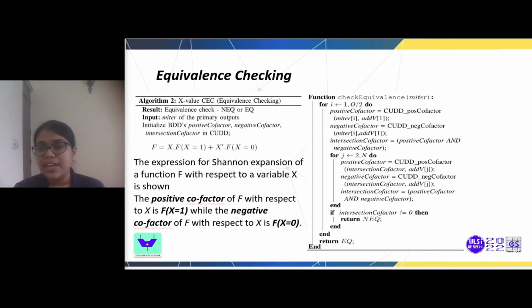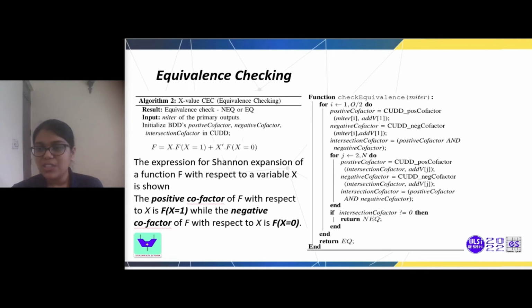Now, to identify whether the additional variables are all X valued for at least one of the true evaluations of the mitre, we use the concept of Shannon cofactoring. The mitre is cofactored with respect to the additional variables to obtain the positive and the negative cofactors by setting the additional variable to 1 and 0 respectively.